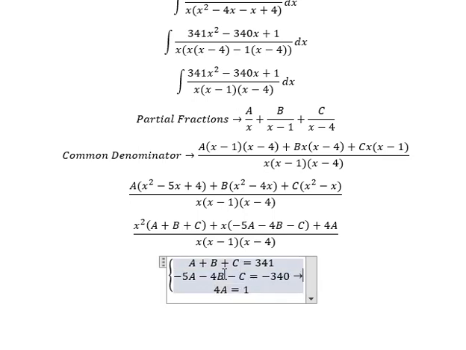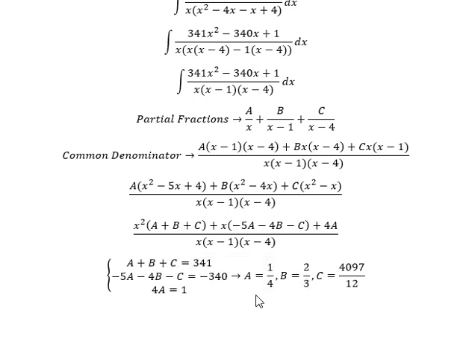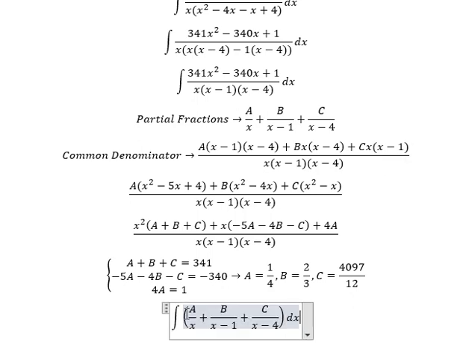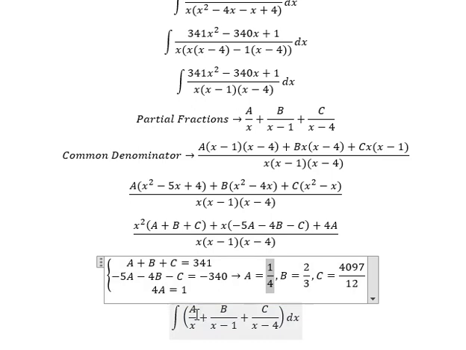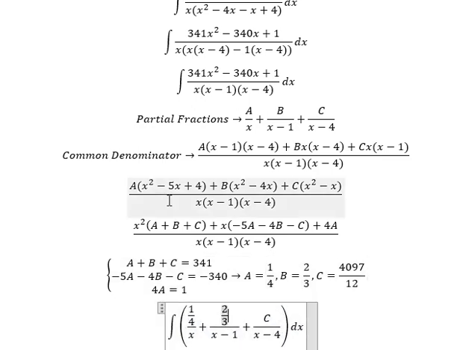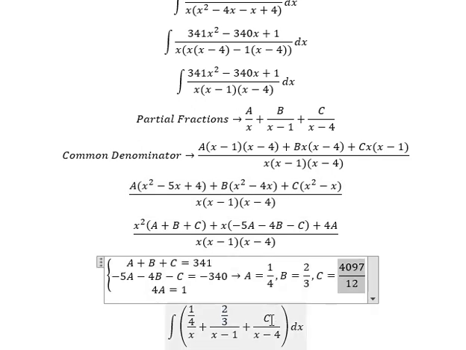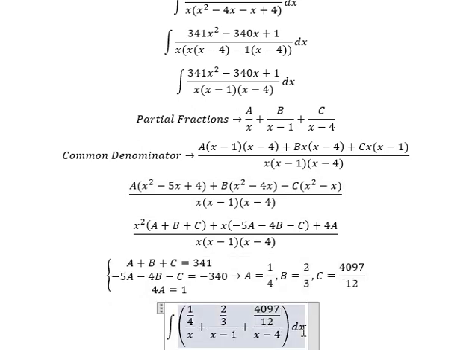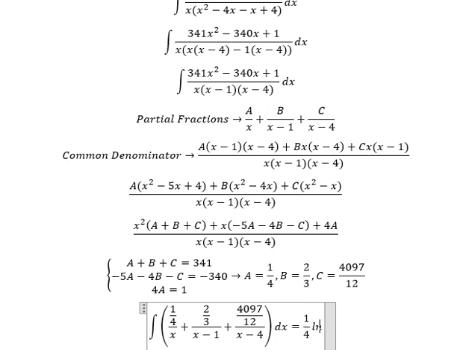So we need to find the solutions of A, B, C. So we have A, B, C. So we put A, B, C go back in here. This one go in here. This one go in here. And this one go in here. And now we have the final answer.